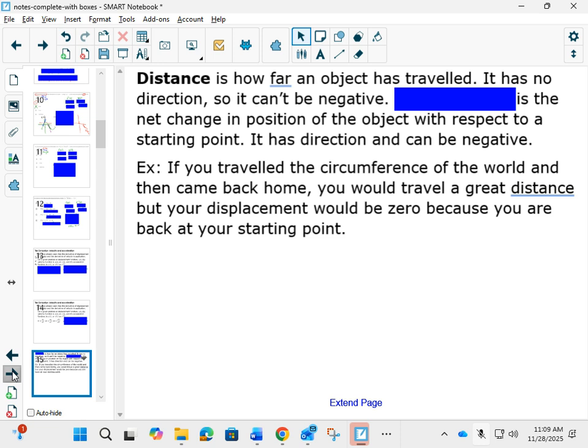Now there's a difference between distance and displacement. Distance is how far an object has traveled. It has no direction, so it can't be negative. Displacement is the net change of position. All right, so they've got the example here. If you traveled the circumference of the world and then came back home, you would have traveled a great distance, but your displacement would be 0 because you're right back to where you started from.